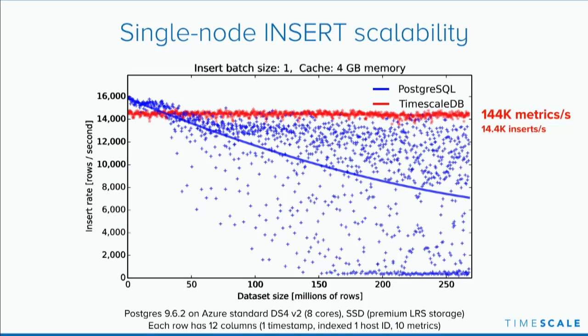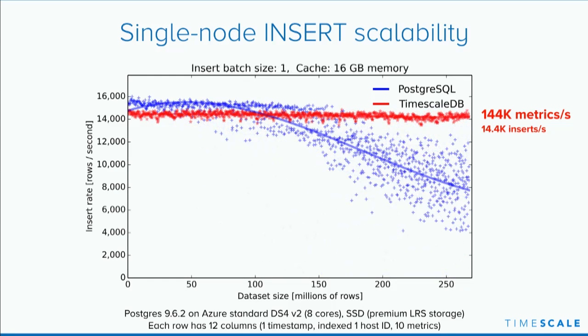And you may say, okay, this is just 4 gigabytes of memory. What happens if you throw more memory at the problem? What you get then is that Postgres, the relational database, does fine for a little bit longer, but you still get the same problem. You're still pushing it out, and you end up essentially with the same thing.